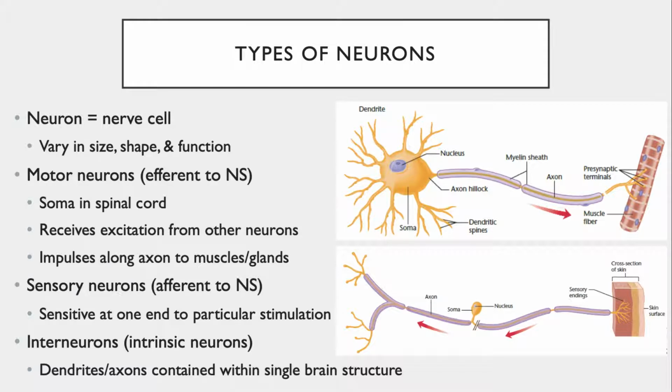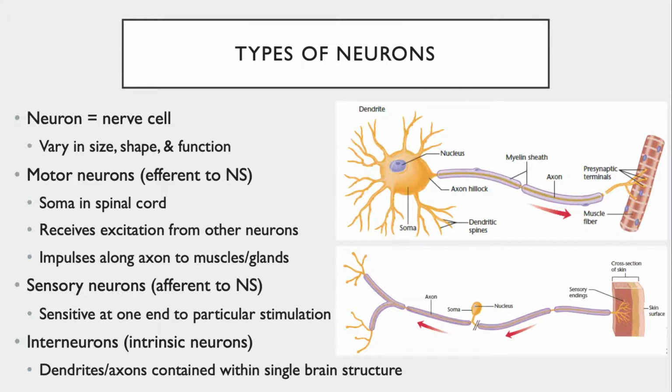There are many different types of cells, but one that is particularly important for this class is the neuron. Neuron is basically just the scientific term for a nerve cell. And while they typically are presented to look as though they are all the same, they actually vary in size, in shape, and in function.